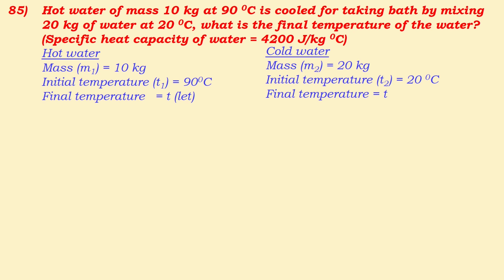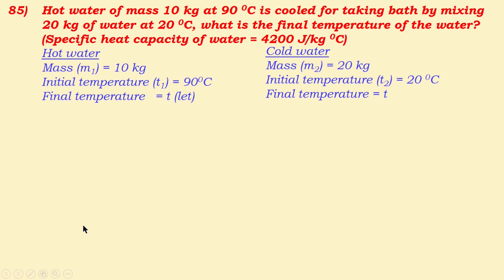And I want to tell you one more thing. It will be better to have m1, s1 and t1 in case of hot water, and in case of cold water, m2, s2 and t2. Subscript 1 is taken for hot water and 2 is taken for cold water for our convenience. Now we have to know that hot water loses heat energy and cold water gains heat energy.